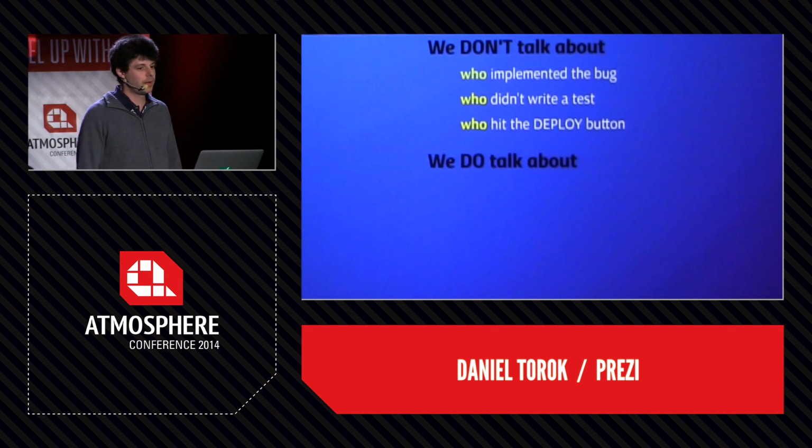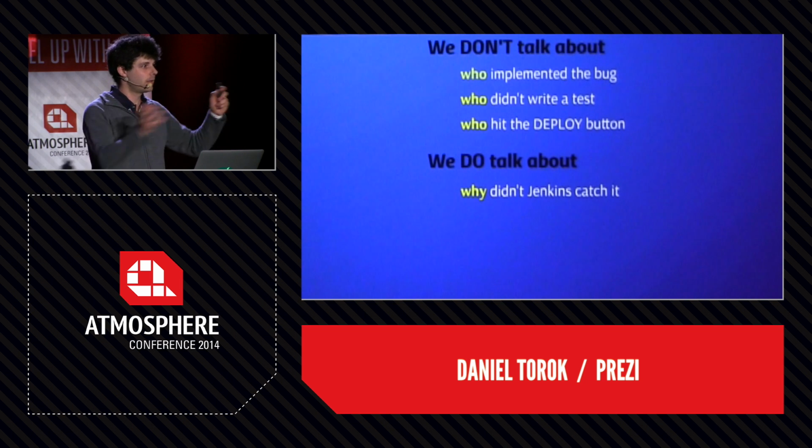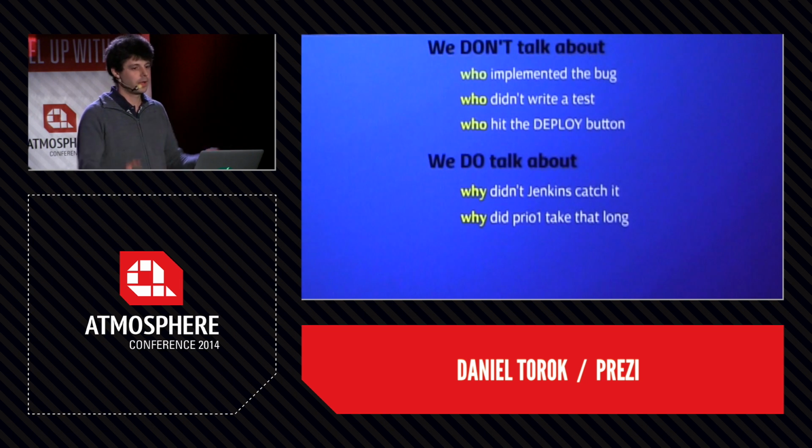But what we do talk about is why didn't Jenkins catch the bug? Why did the outage take that long? It's an interesting thing. We always talk about how good we were at fighting the outage. How could we be much faster next time if we have an outage?